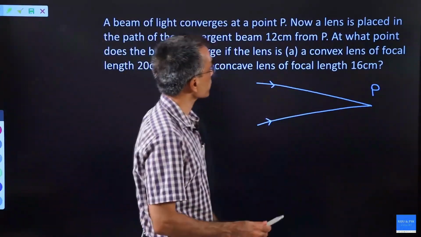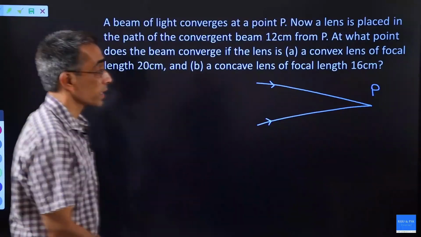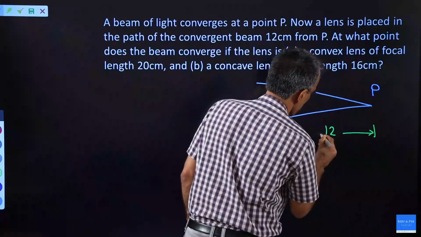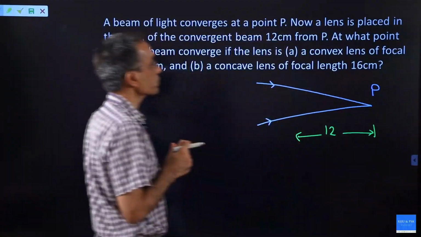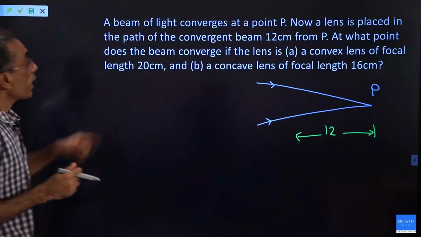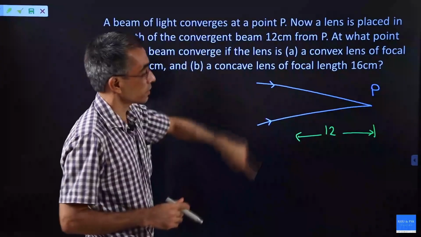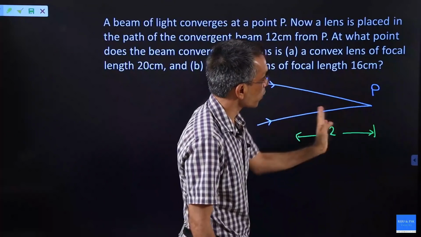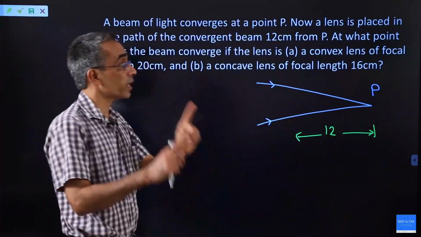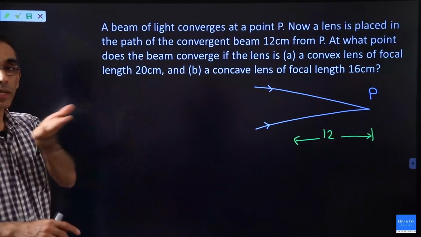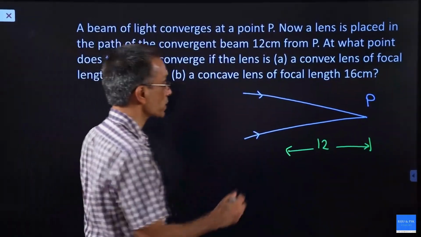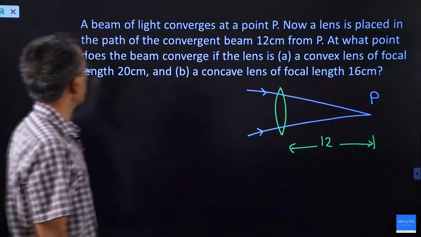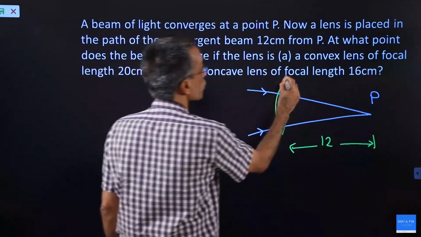You place a lens here, 12 centimeter from P. So let me mark that distance 12 centimeter from here. You select a point. At what point does the beam converge? So when you place the lens, will it converge here or somewhere else? Where will it converge, if the lens is convex as well as concave? First case it is a convex, so you are placing a convex lens here. And what is the focal length of the convex lens? That is given as 20 centimeter.